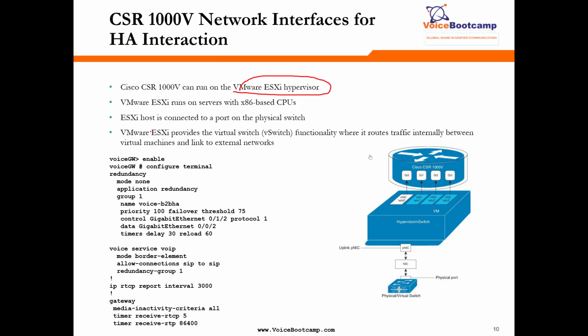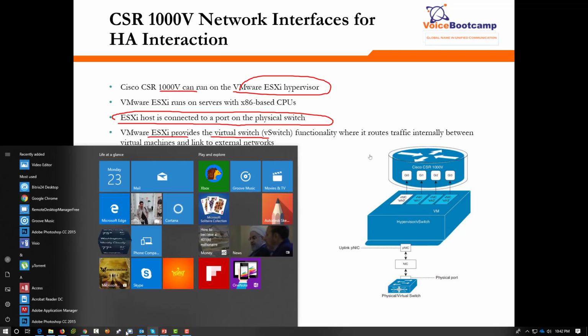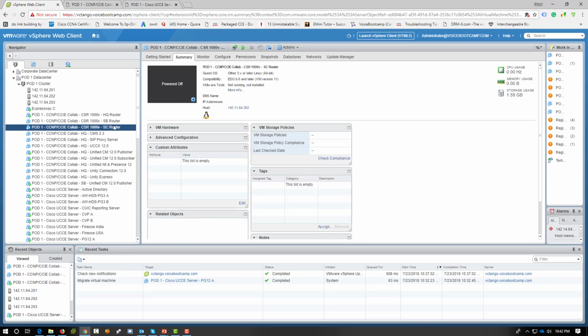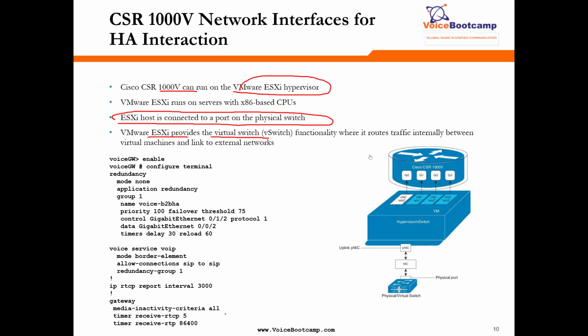Now, as I said, the CSR 1000V runs on ESXi, which happens to run on x86 based CPU. The ESXi host will be connected to one port in your physical switch. So in our case, our host is always connected to a 6509 switch, and ESXi itself will provide a virtual switch which allows all the virtual machines to communicate within the ESXi server itself. So if I look at my VMware, between these three I can communicate all day in and out without having a physical switch connected to it. It's because VMware itself provides a virtual switch that can do the switching between them.